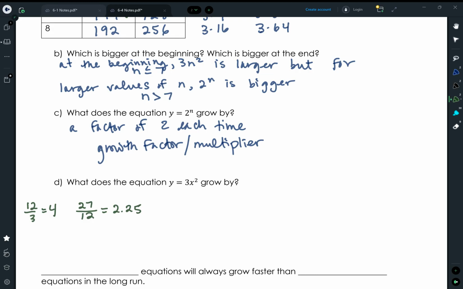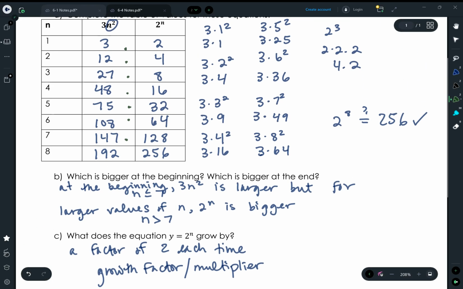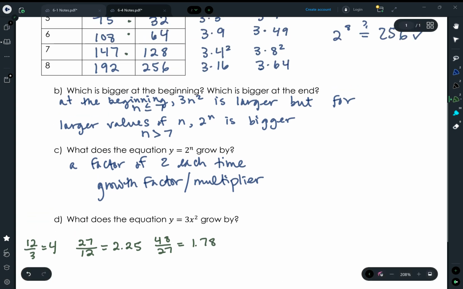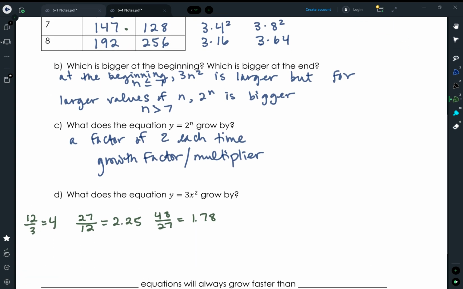If I look at the one after that, I feel like it's 48. Yep, 48. So if I do 48 divided by 27, it's only 1.78. If I look at what's after 48, 75. If I take 75 and divide by 48, now I am down to 1.56. And so those values are going to keep decreasing until they get closer and closer to 1. So we are multiplying by different amounts each time.